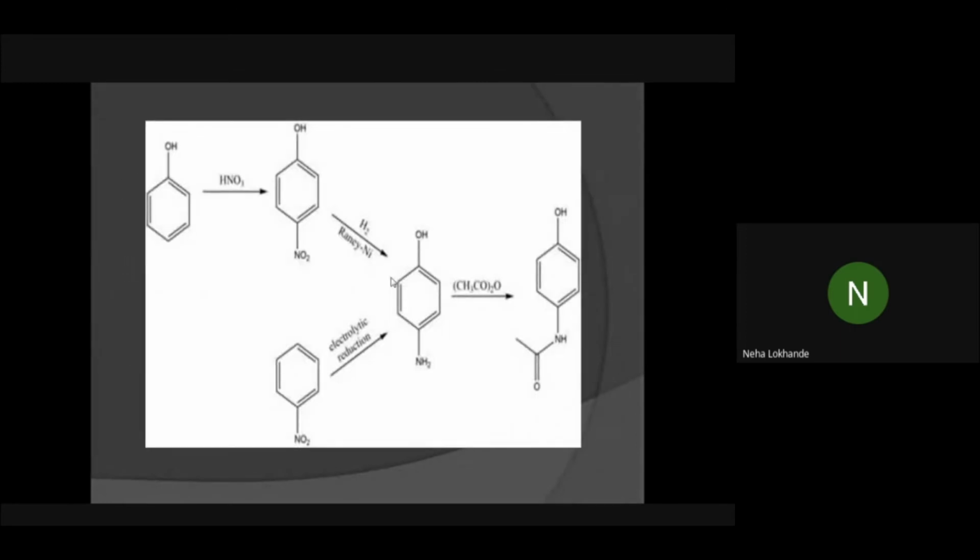This is the chemical reaction of paracetamol. In this, 4-aminophenol with acetic anhydride gives paracetamol. Nitric acid gives 4-nitrophenol. Again, the 4-nitrophenol is reduced by hydrogenation and gives 4-aminophenol directly.